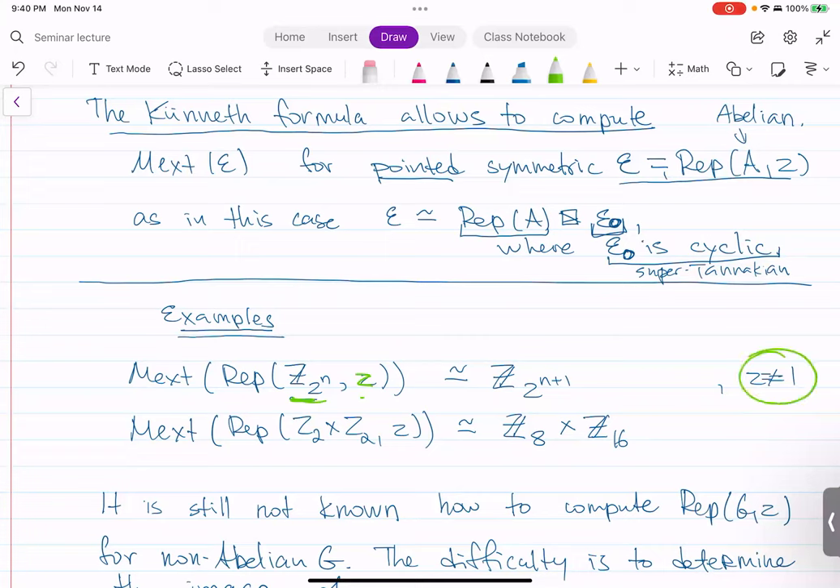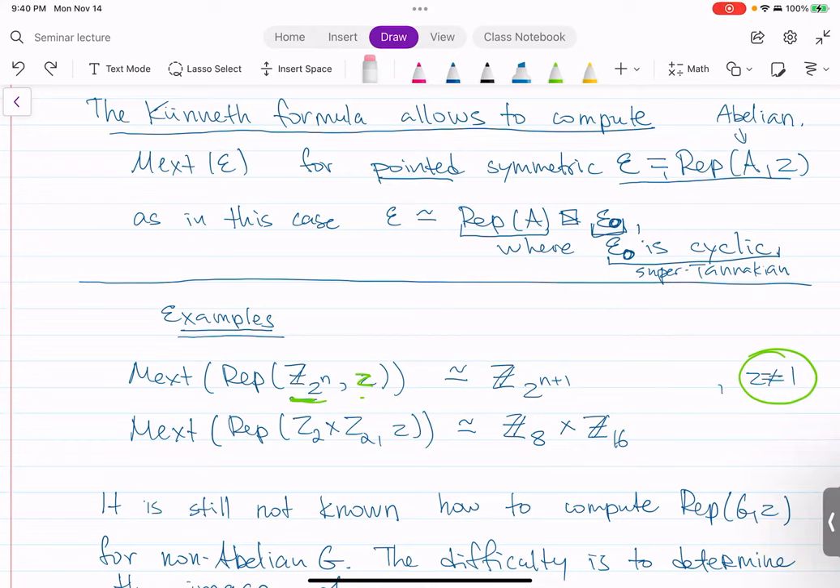Now, in this case, the group of minimal extensions is a cyclic group again, of order 2 to the n plus 1. It's one example. Note that, of course, because it's cyclic, there is only one choice of this element of order 2. So there is no ambiguity in this notation.